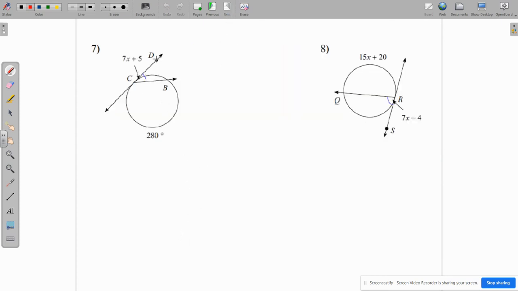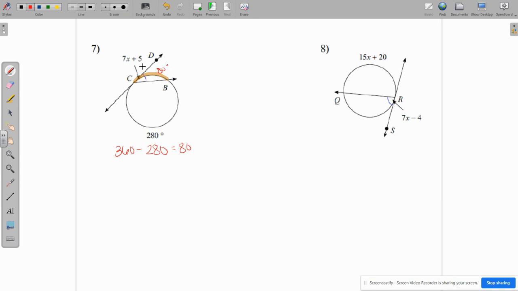Number 7, we're given the angle DCB, and that has a measure of 7x plus 5. And this arc measure over here is 280 degrees. There's a couple of ways to do this, but what I would prefer to do is work with, if I have this angle, I'd like to figure out what this intercepted arc is, because I know the relationship between the two. So that intercepted arc we can get by taking 360 degrees and subtracting this arc measure of 280 degrees. 360 minus 280 is 80 degrees. So the measure of arc CB is 80 degrees.